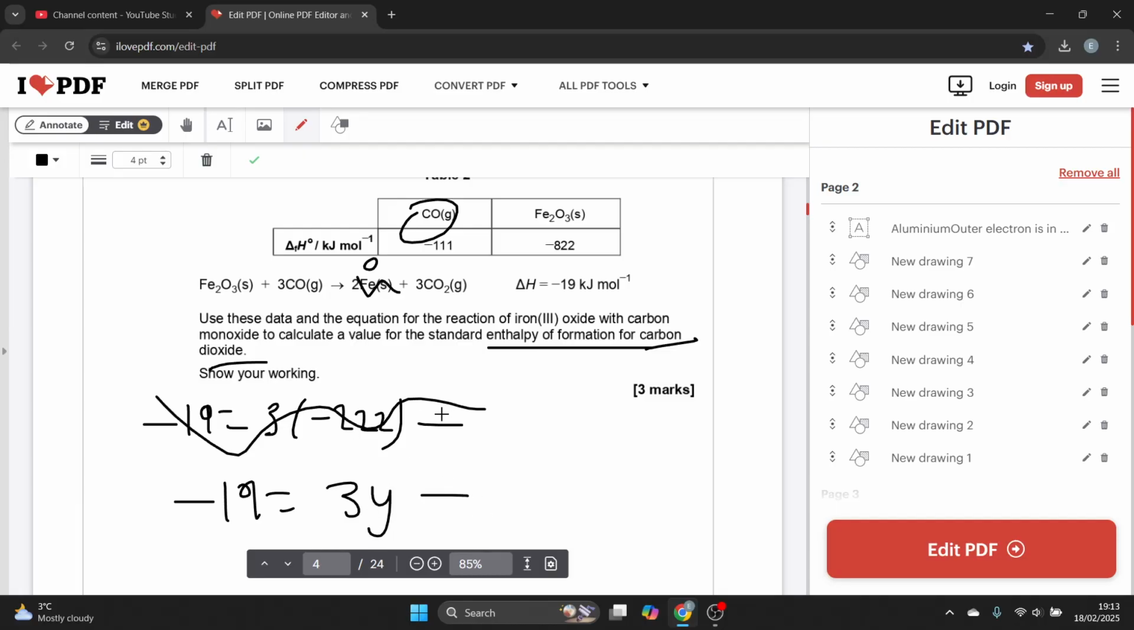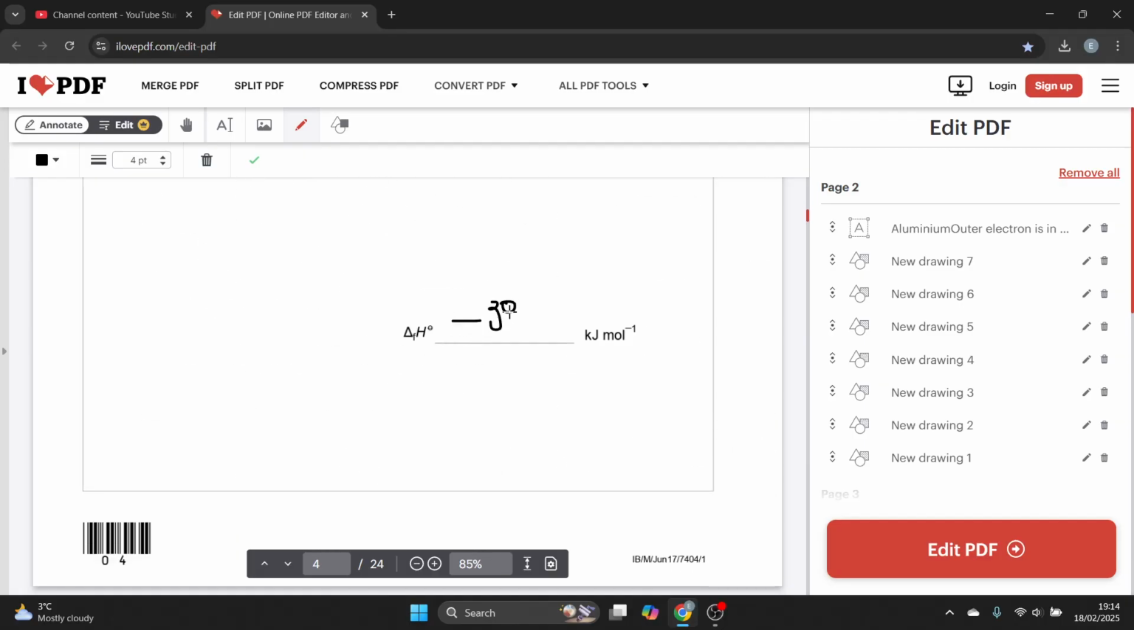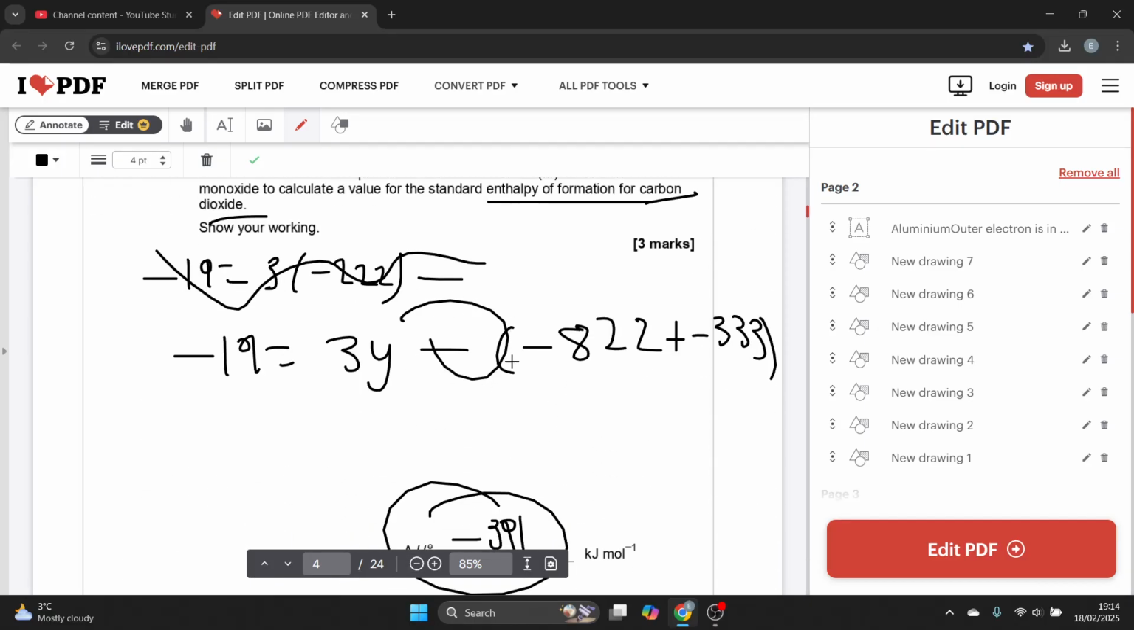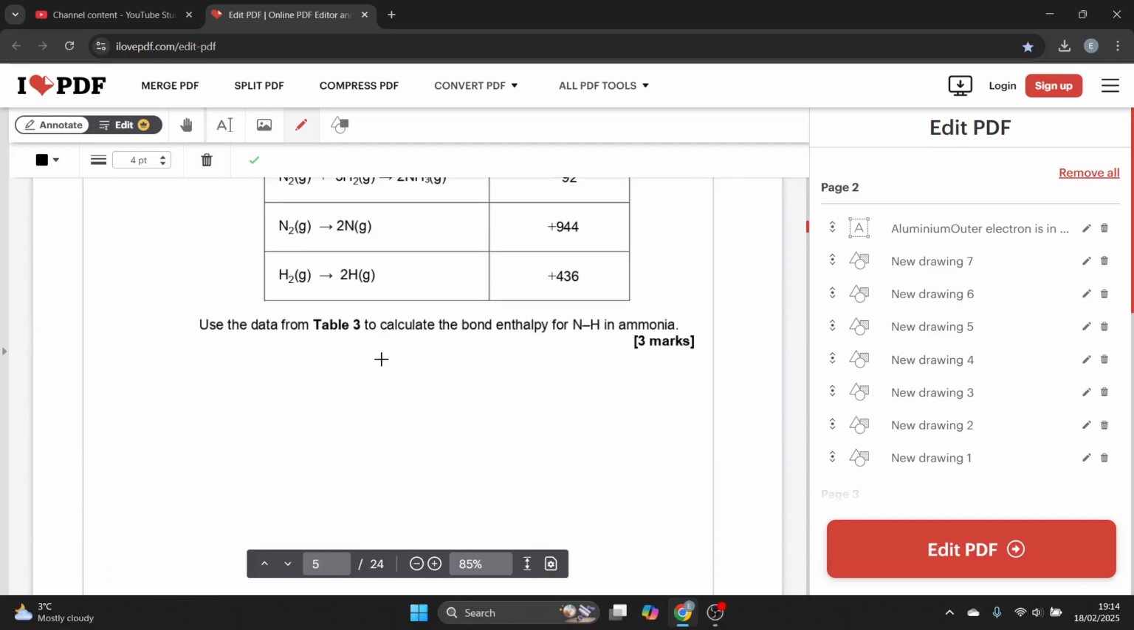That's what I'm trying to find. Products minus reactants. Minus 822 plus minus 333, because minus 111 times by 3 gives 3 moles. I get minus 822 plus minus 333, minus 1155, but because minus that becomes positive, then minus 19 minus 1155 divided by 3 is minus 391 kilojoules per mole. And it's imperative you don't fall for these negatives, the two negatives make a positive mistake.